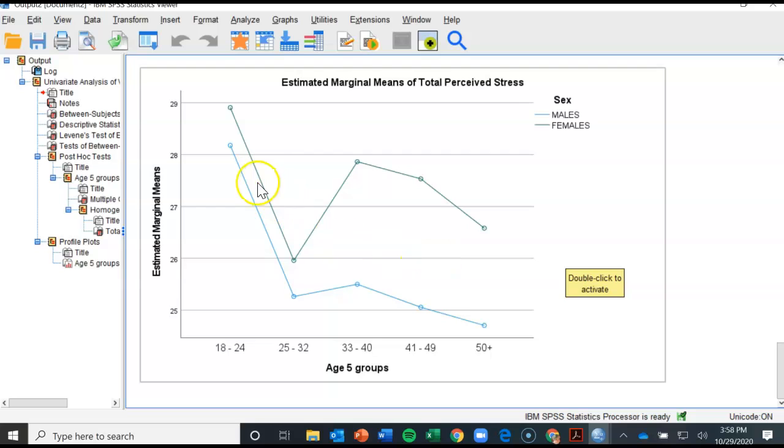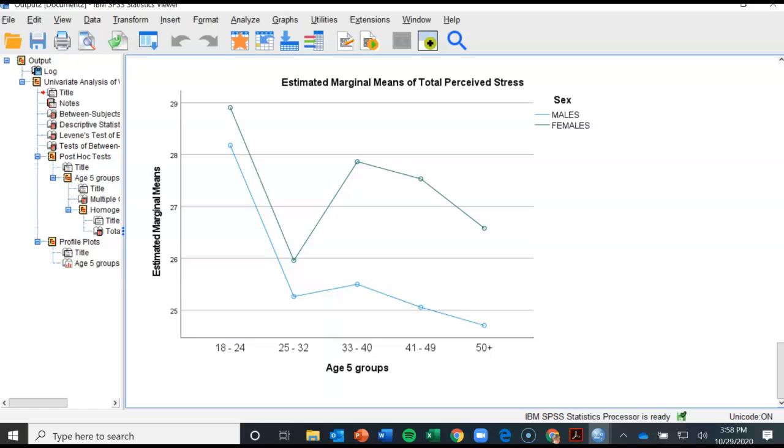So, the difference between the green line and the blue line is the main effect for sex. The peaks and valleys across age, that's the main effect for age. And remember how the significance tests worked. You had the youngest versus the oldest, that was significant, and the youngest versus the group next to it, the 25 to 32s. So that's the main effect for age.